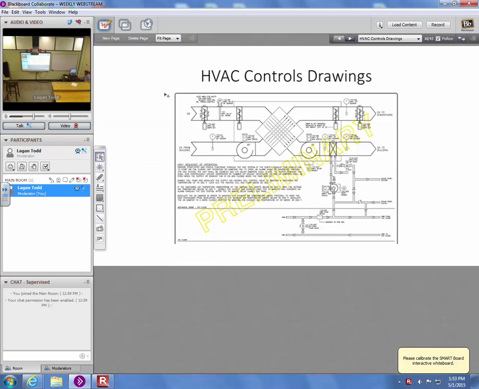Then some pneumatics, you know, really old ones that were torn apart. Okay, starting part 2 then, we'll talk a little bit about HVAC controls drawings.